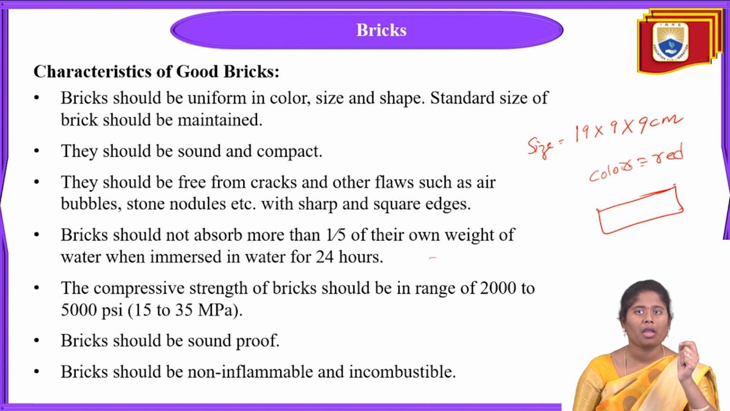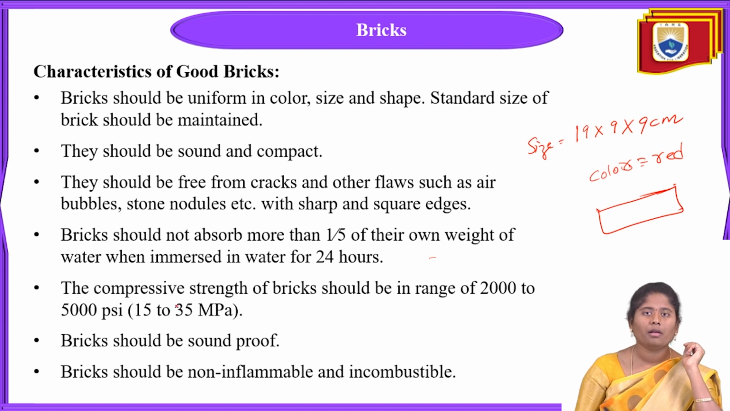And the compressive strength of this brick should be in the range of 2000 to 5000 psi. Psi is nothing but pounds per square inch. 2000 to 5000 per square inch. That is the compressive strength of this brick. In Newton per mm square, it should be about 15 to 35 Newton per mm square.